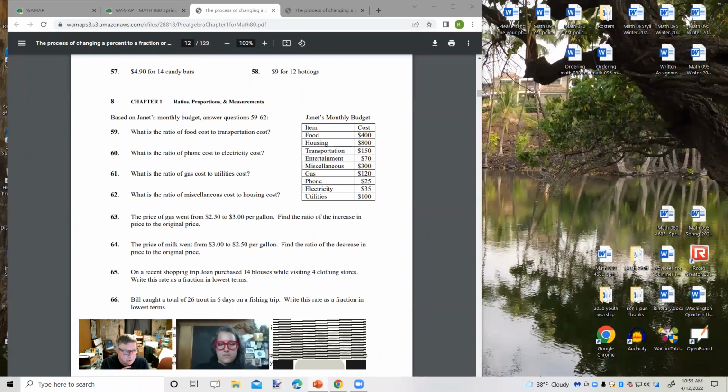It says, we're going to look at Janet's monthly budget. Based on Janet's monthly budget, answer the questions. Well, let's take a look at problem number 59. What is the ratio of food cost to transportation cost? So food is $400. Transportation is $150. So the ratio would be $400 to $150. Everybody okay with that?